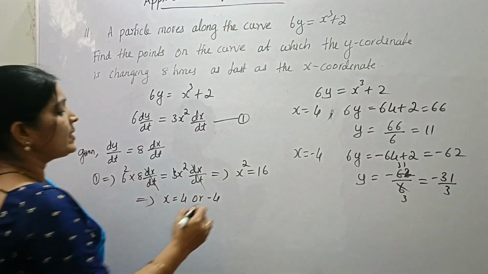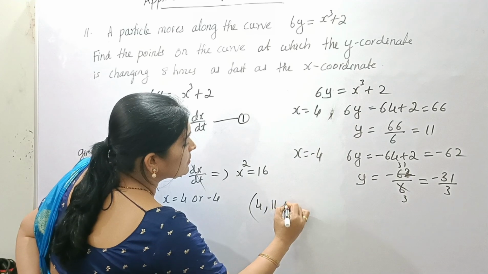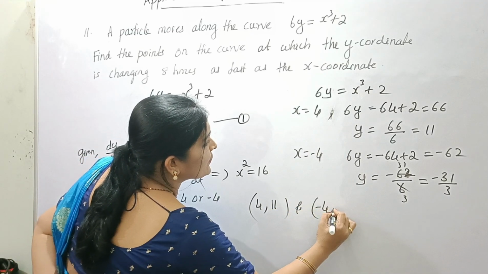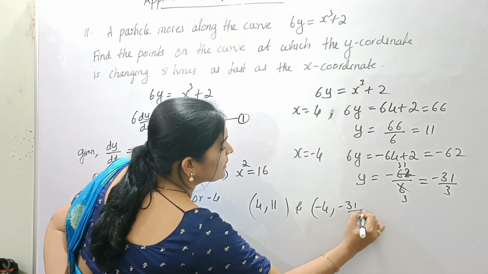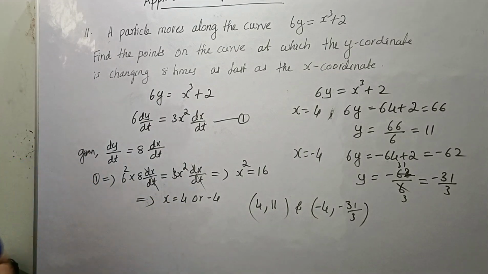So what are the points? The points are (4, 11) and (minus 4, minus 31 by 3). These are the points on the curve.